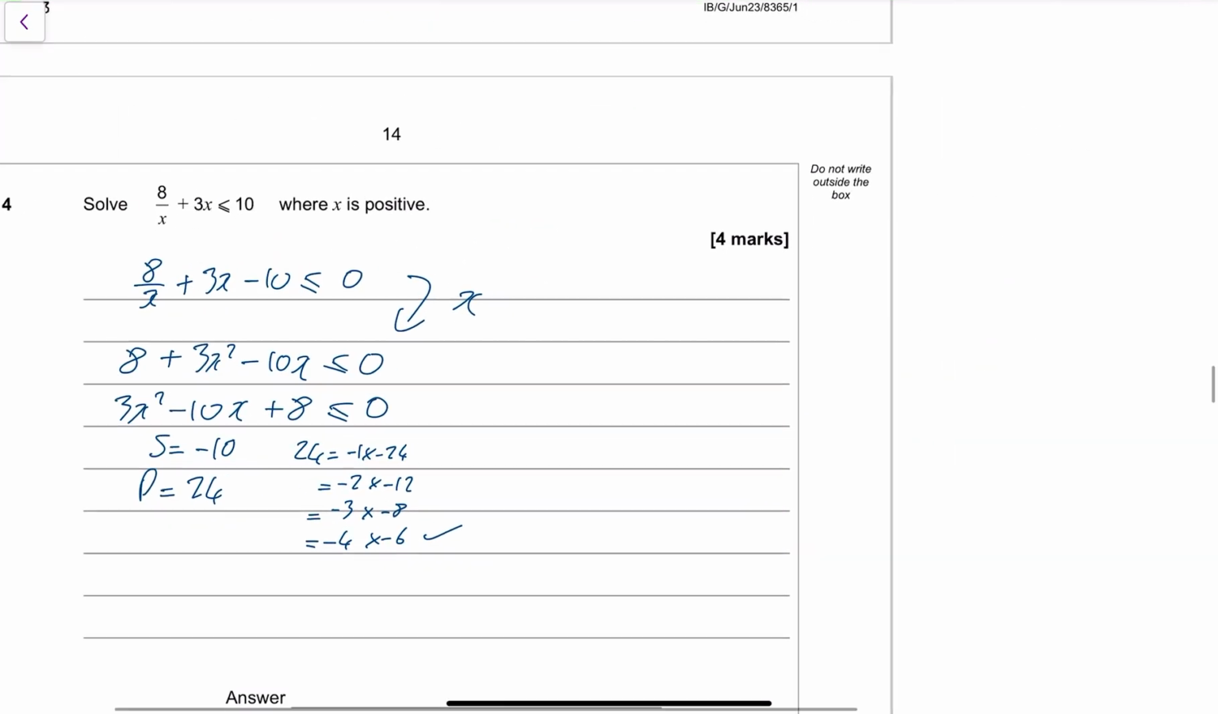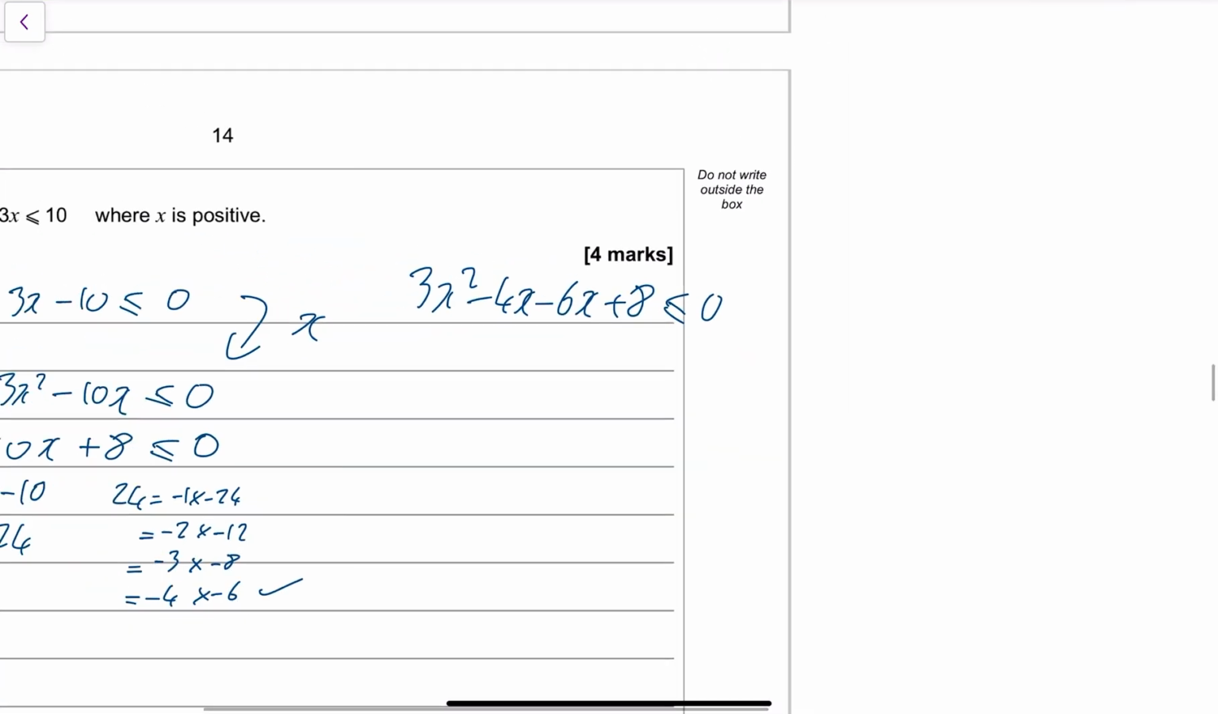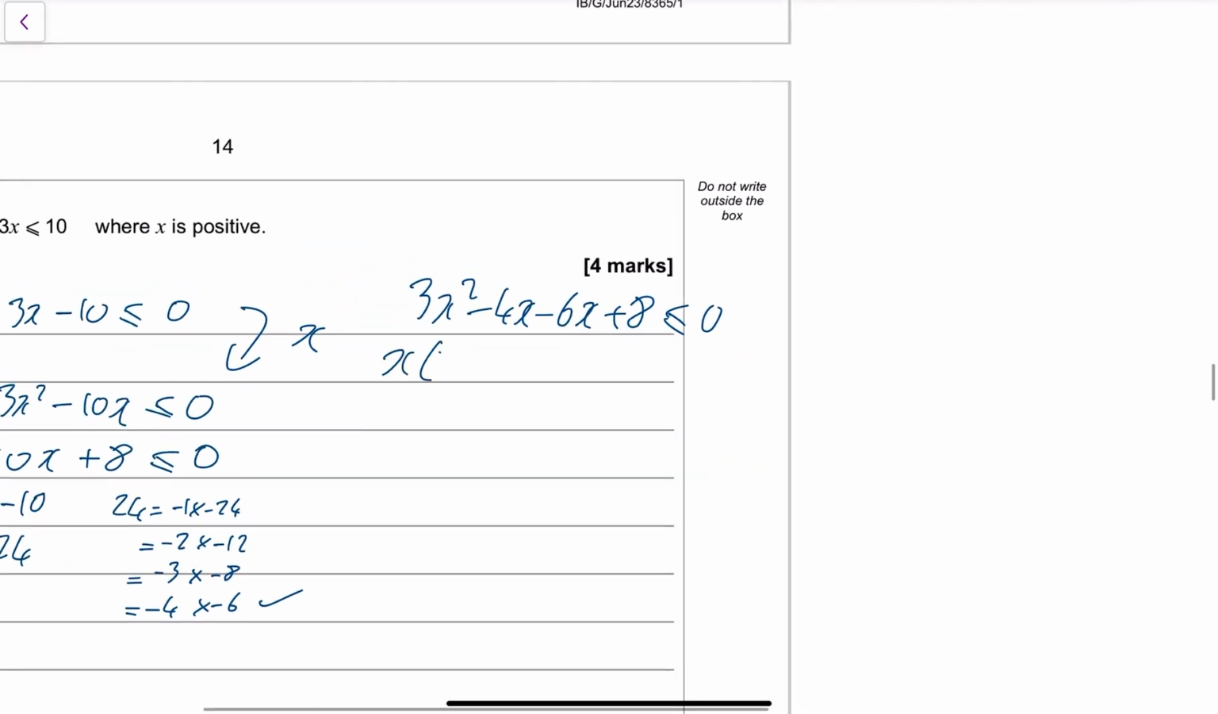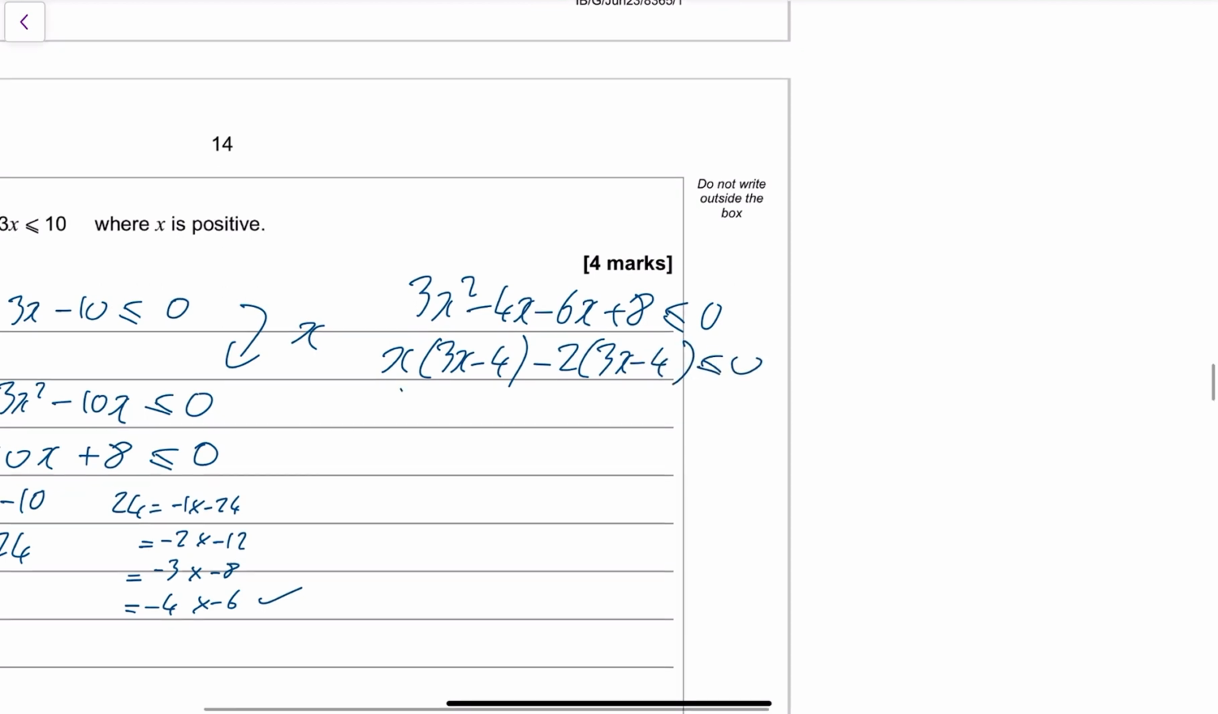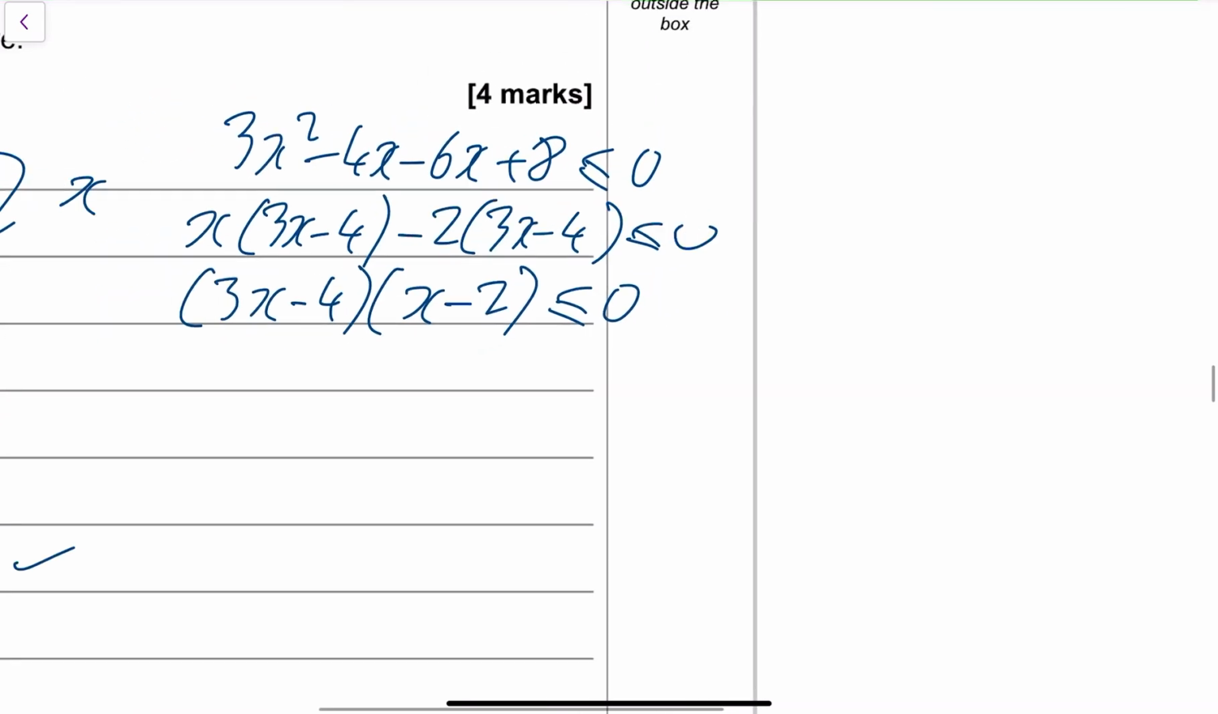So what we've got then, I'll do this over here. I'm going to run out of space in this one for sure. We can rewrite this as 3x squared minus 4x minus 6x plus 8 is less than or equal to 0. So if we factorize the first two terms, you'll have x upon 3x minus 4, then minus 2 upon 3x minus 4 is less than or equal to 0, which means 3x minus 4 upon x minus 2 is less than or equal to 0.